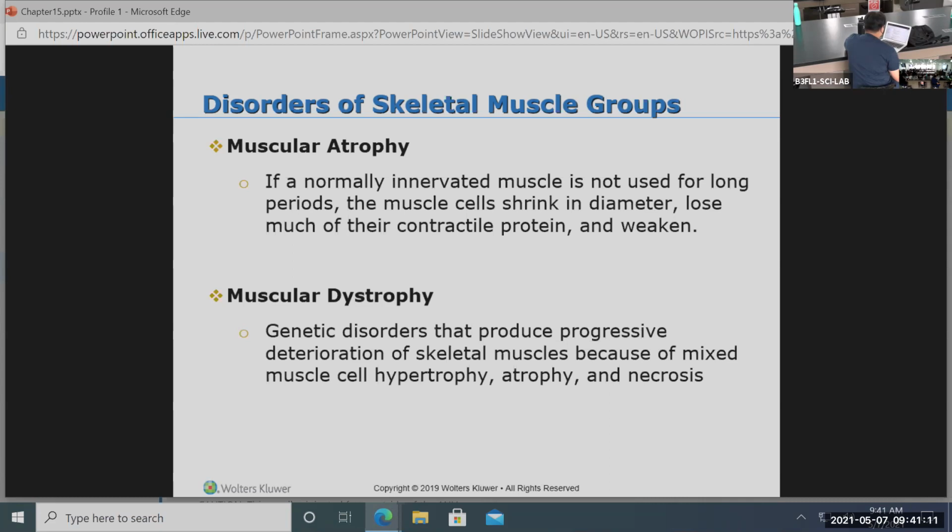With muscular dystrophy, make a note, go over Duchenne muscular dystrophy. It's a condition. Duchenne, D-U-C-H-E-N-N-E. Duchenne muscular dystrophy.